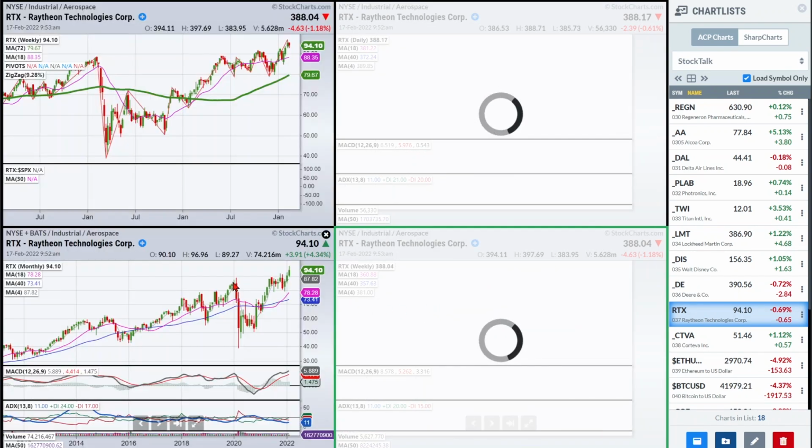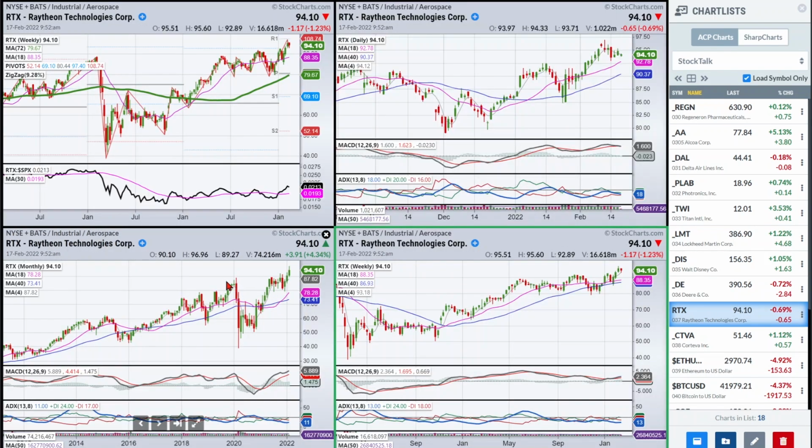So Raytheon is trying to break out here. It made a pretty nice move recently, getting through this resistance. What's missing is ADX. And when I say ADX, I'm talking about DI and ADX. So I can look at the ADX line in blue, and I see ADX is low on the monthly. It's low in the mid-teens, low teens on the weekly chart, and it's at 18 on the daily.